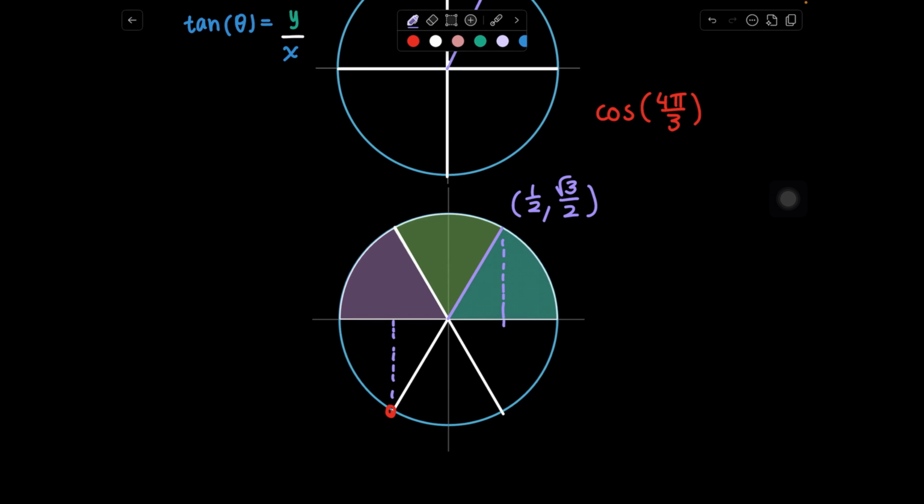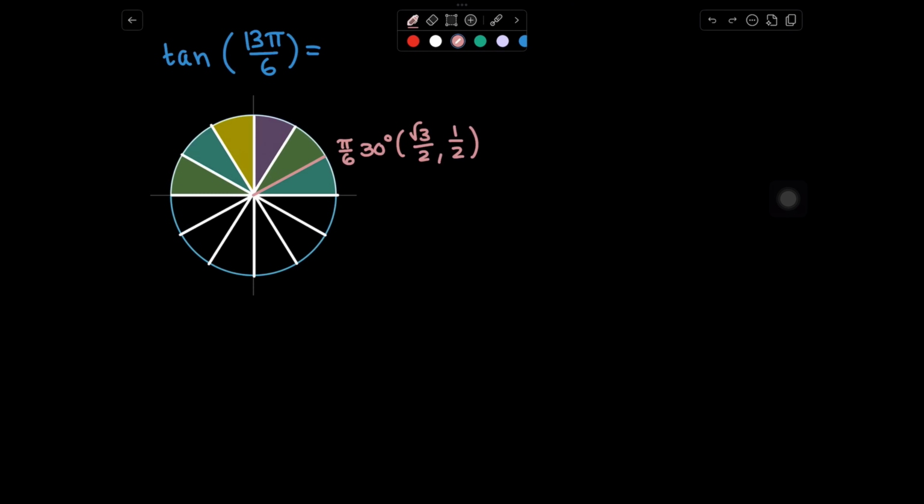So our answer is negative a half. To solve something like this, again, it's important to know what our base angle is, pi on 6, so it's important to know this coordinate pair here. Now once we know that that's our base angle, we can just count 13 slices and see where our position is. So 1, 2, 3, 4, 5, 6, 7, 8, 9, 10, 11, 12, 13. You can see how it lands us back in our starting point.